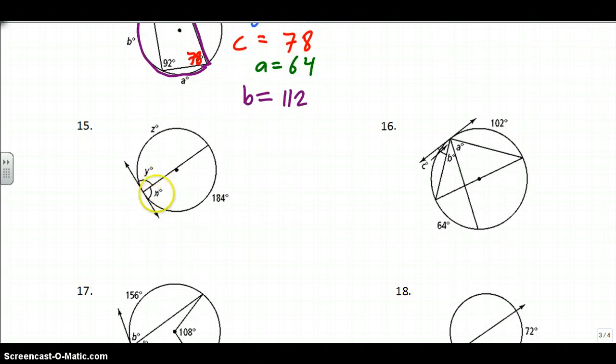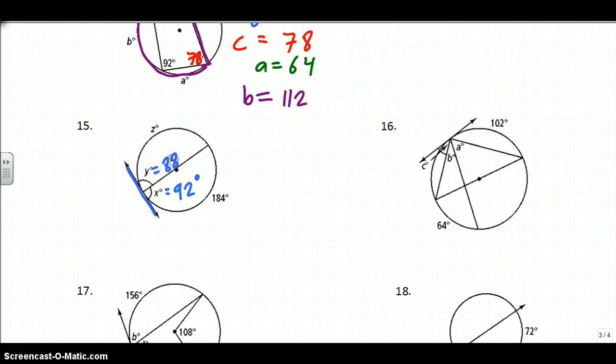15. Right off the bat, again, these are kind of like inscribed angles. When you have a tangent and a chord, they basically follow the same rules. X is going to be half of 184, so this will be 92. Okay. Now, there's a couple ways you can do this. You can find y. This is how I'm going to do it. I notice the x and y have to be supplementary. They have to add up to 180 because they're a straight line.